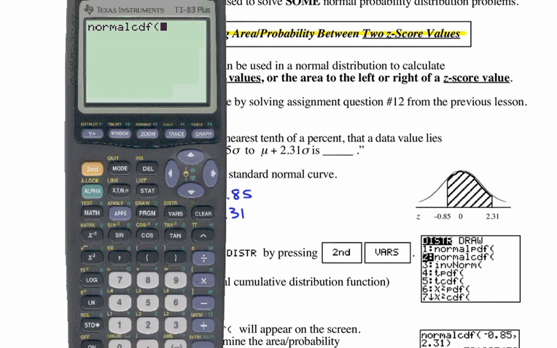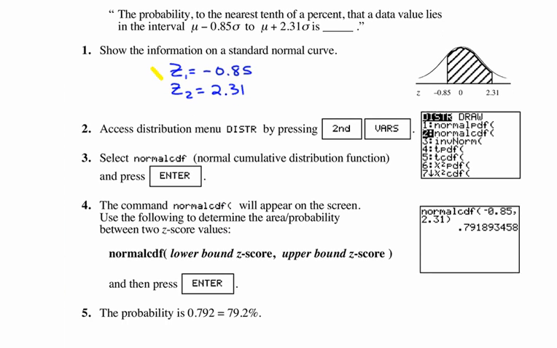Now, what do we do here? Well, we're going to put left bound and right bound. So left bound is negative 0.85, and I want it between negative 0.85, comma, 2.31. And then we could push enter. Or we could also add in comma our mean, which is 0, and our standard deviation of 1. When we have z-scores, you don't have to add the other two parts. You could just push enter, or we can go comma our mean, which is 0, comma our standard deviation of 1. And there's my answer. There's my probability. It's as simple as that.